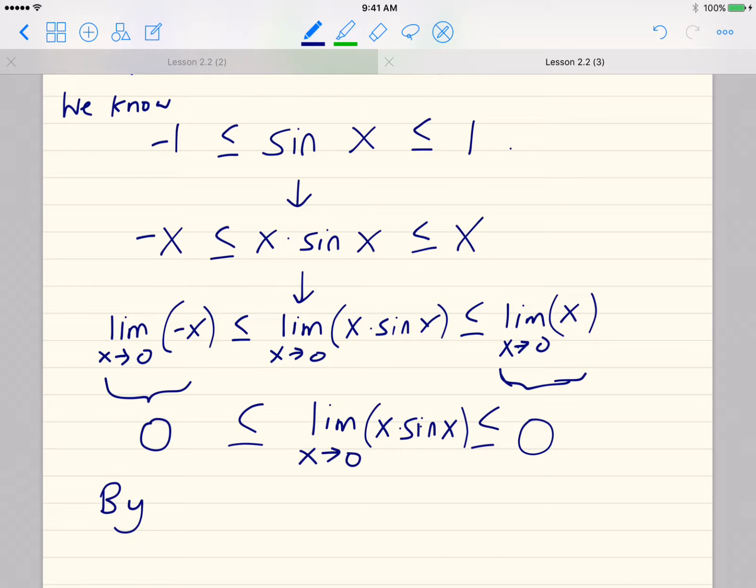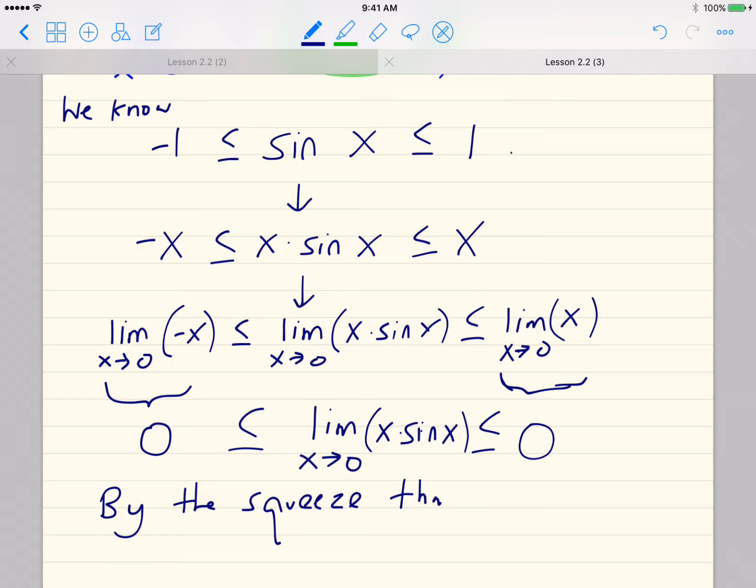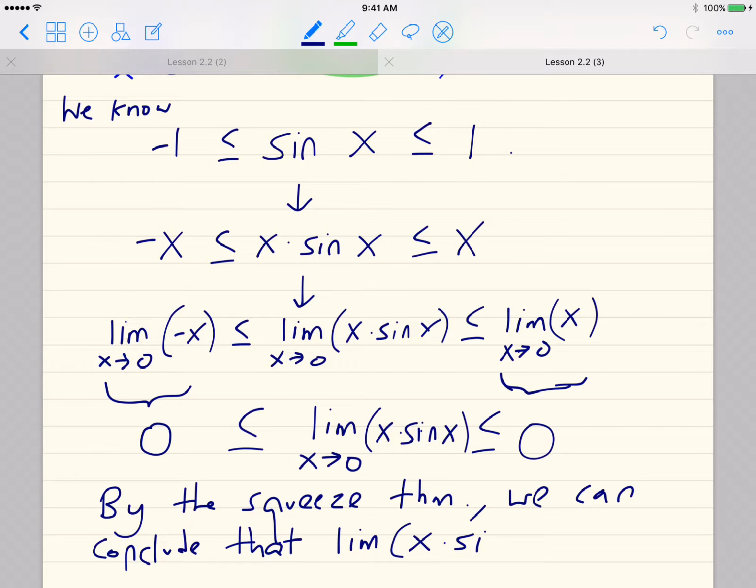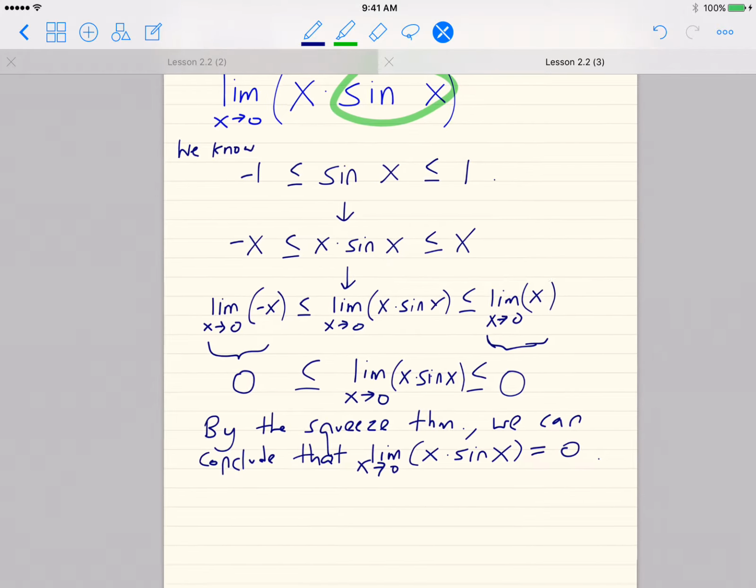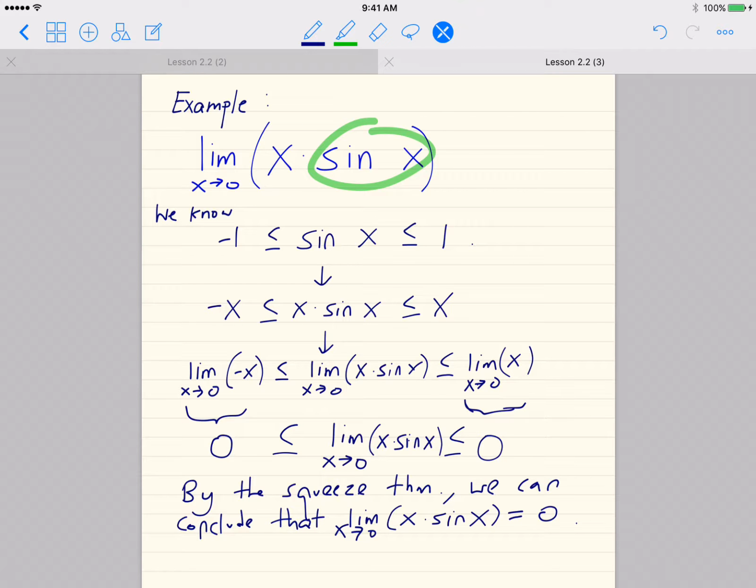So we've demonstrated enough conditions for us to use the squeeze theorem. By the squeeze theorem, we can conclude that the limit of x times the sine of x as x approaches 0 is indeed 0 as well, because it's in between 0 and 0. So that's a simple application of the squeeze theorem.